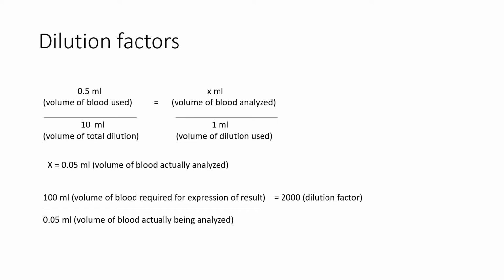0.5 mL over 10 mL, that's the volume of blood used over the volume of total dilution, equals the volume of blood analyzed, which is X, over 1, which is the volume of dilution used. If you solve for X, X equals 0.05 mL. That's the volume of blood actually analyzed. 100 mL, which is the volume of blood required for expression of result, divided by 0.05 equals 2,000, which is the dilution factor.